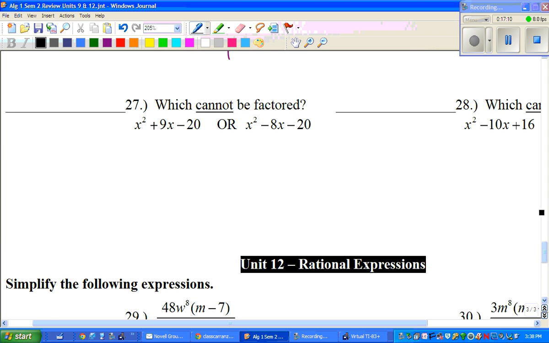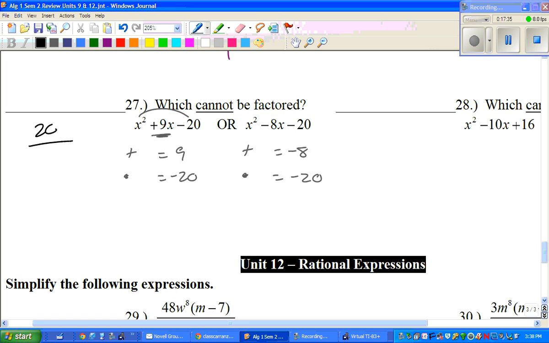Okay, which one cannot be factored? Well, when we're trying to figure out our factors, we want numbers that add up to get to 9 and multiply to get to negative 20. Or here, we would add up to negative 8 and multiply to negative 20.